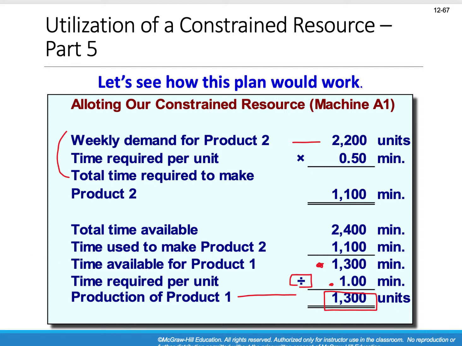And in essence, I have efficiently utilized that constrained resource, producing the product that gives me the most bang for my buck, which means the most contribution margin per unit of time. Whatever's left over, meaning the amount of time left on the machine, I allocate to the next product that gives me the most bang for my buck.